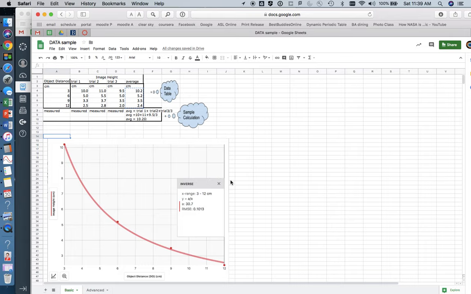The last thing we need to do for the graph is to rewrite the equation of this line in terms of the axes. So graphical analysis tells us that this is a y equals a over x line, and it tells us what a is. We need to say, not y, what's on the y-axis? Image height. And that's going to equal a, which graphical analysis tells us is 30.7, divided by whatever's on the x-axis, which is DO.